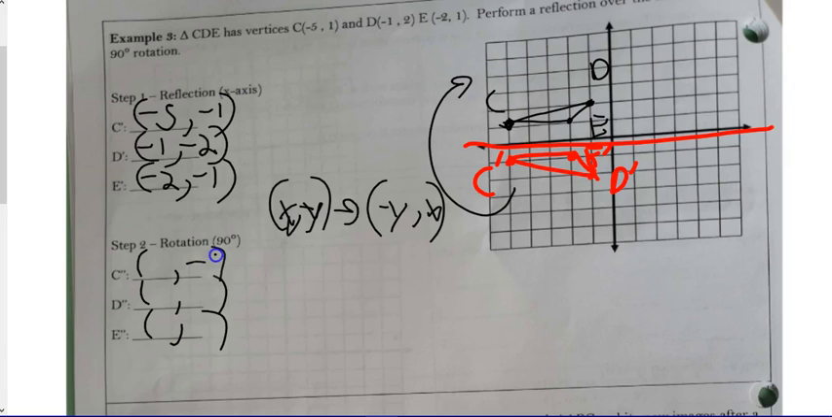So negative 5 is going to go here, negative 1 is going to go here, negative 2 is going to go here. Now, when I move my Y's to the first spot, they're going to become opposite. So negative 1 is going to become positive 1, negative 2 is positive 2, and negative 1 is positive 1. So when I post that up on the grid, I'm going to have 1, negative 5.